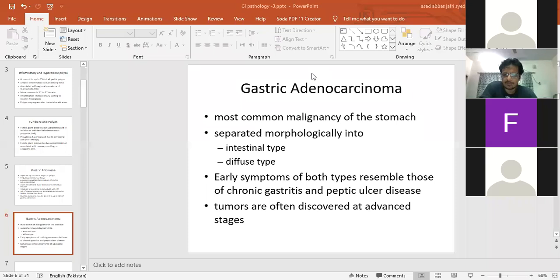Early symptoms of both types resemble those of chronic gastritis and peptic ulcer disease. Tumors unfortunately are often discovered at advanced stages. This is why gastric adenocarcinoma has a poor prognosis. And usually at the time of diagnosis, the tumor has very frequently crossed the muscular layer and gone into the serosa or the adventitia part and into the peritoneal cavity. And sometimes gastric adenocarcinoma is unique in the sense that the initial presentation is a metastatic phenomenon, यानी कि distant metastasis के साथ present करता है.